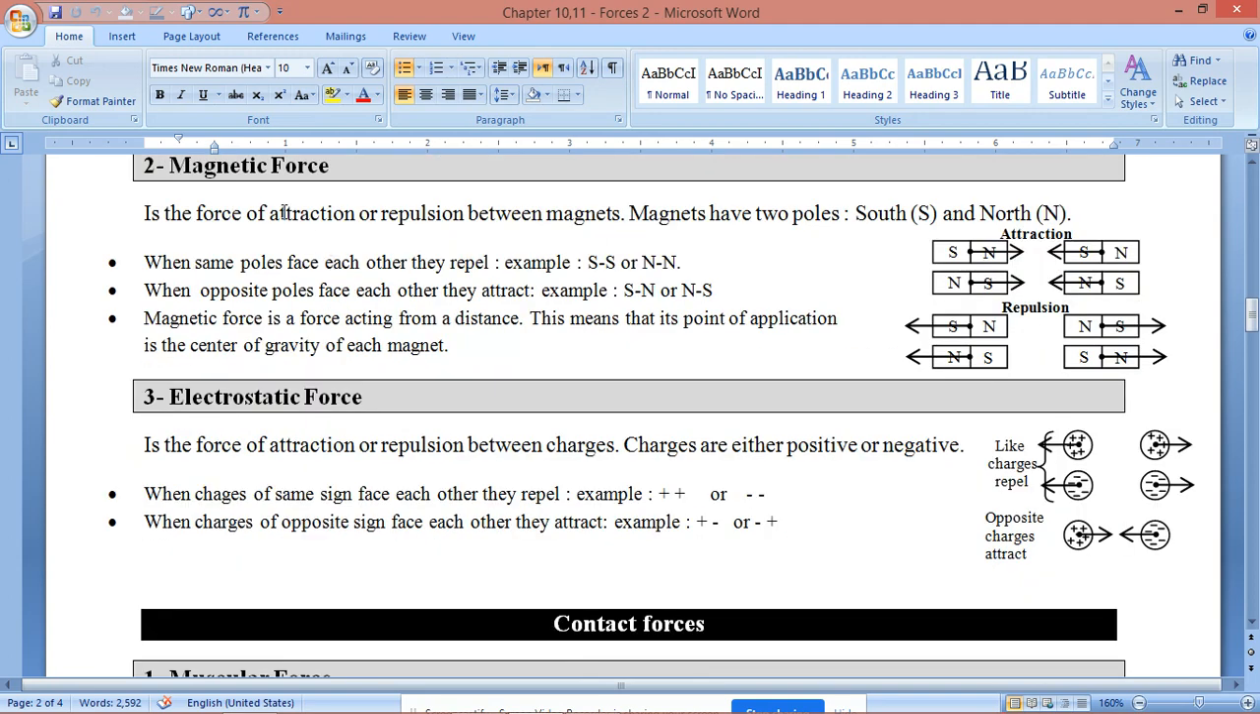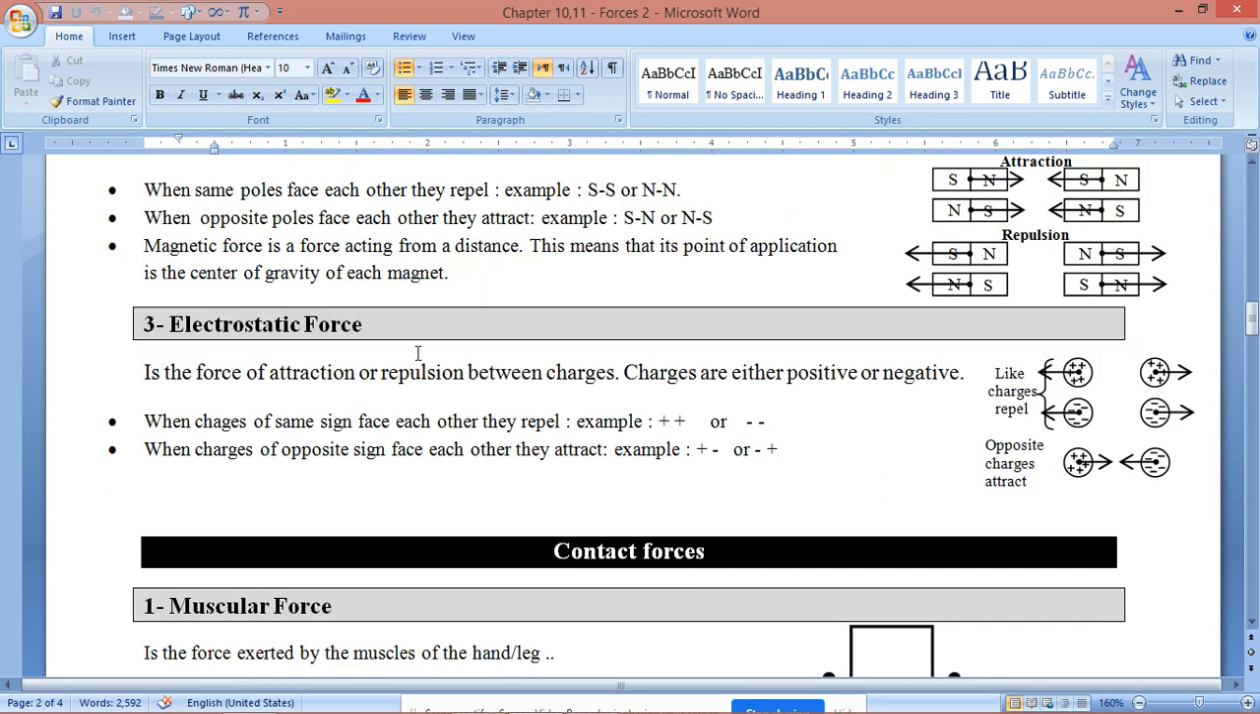Okay, the magnetic force between the magnets. We know that same poles repel while opposite poles attract, like N and S. When they face each other, they attract. The two magnets attract, and the magnetic force is always drawn from the center of mass of each magnet, whether it's attraction or repulsion.